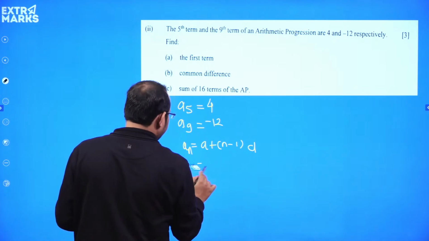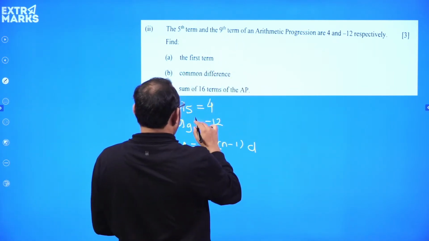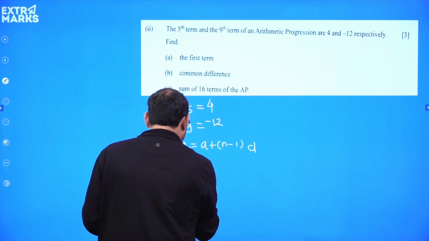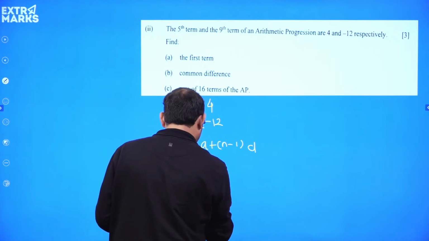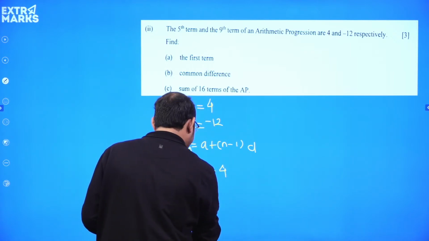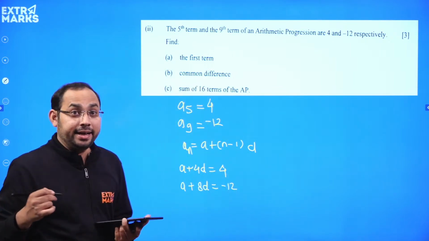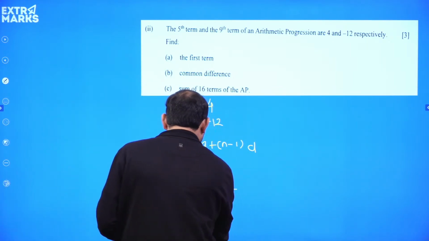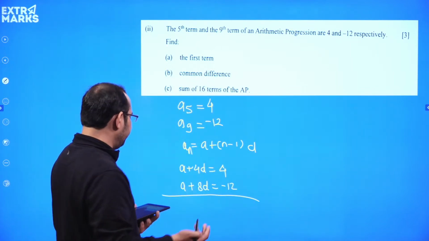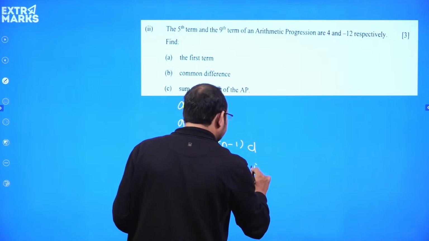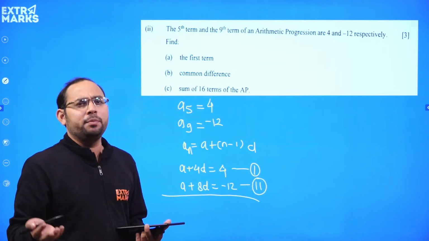Now let's write it simply. So a5 will become basically a plus 4d is 4, and a plus 8d is minus 12. Okay, a plus 8d is minus 12, right? Now let's solve this linear equation in two variables. Simply subtract and solve. Let's say this is equation number 1, this is equation number 2. I will subtract equation 2 from equation 1.